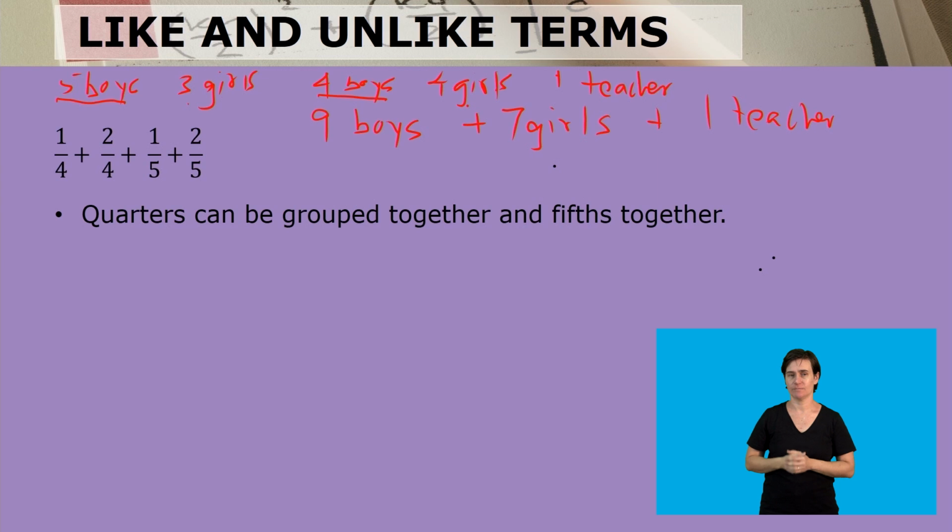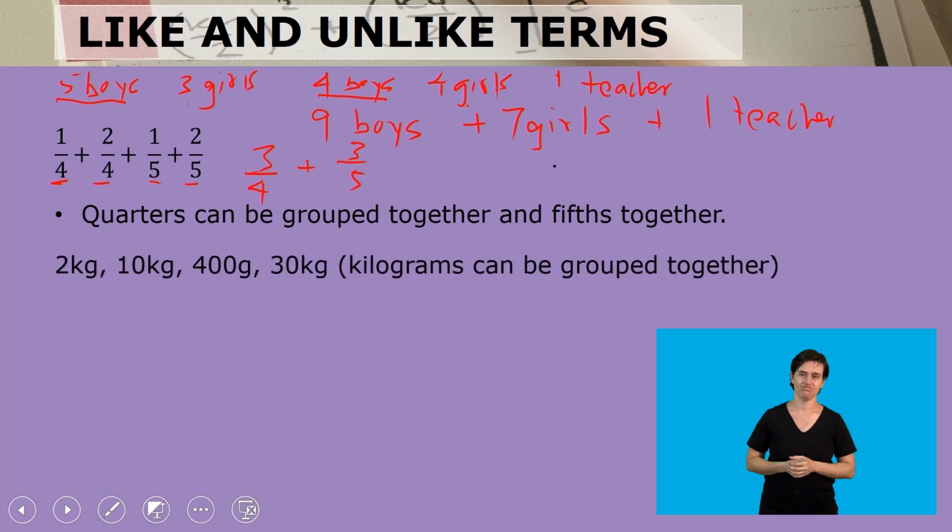We've got a quarter and 2 quarters in that expression. Look at the denominators. And then we've got 1/5 and 2/5. So when we group these in terms of like terms, we will group the quarters together and the fifths together. So let's do that. 1 plus 2 would give us 3 quarters. And then 1 plus 2 would give us 3/5. We cannot add them anymore because at this stage, we're just looking at like terms. All right, let's look at another example.